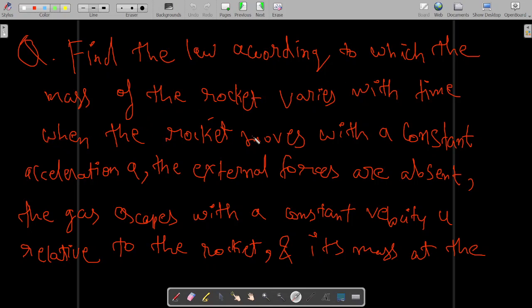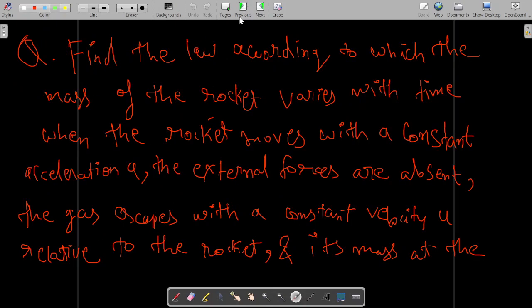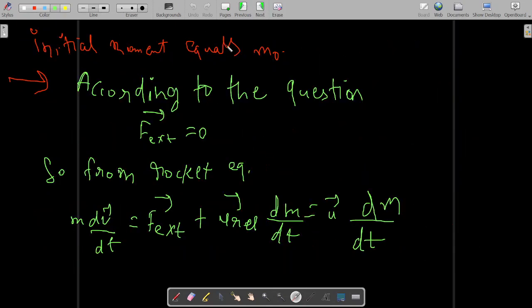When the rocket moves with a constant acceleration a, the acceleration of the rocket is constant, external forces are absent. This is a very important point. F external is equal to 0 over here. The gas escapes with a constant velocity u relative to the rocket, and its mass at the initial moment equals m naught.